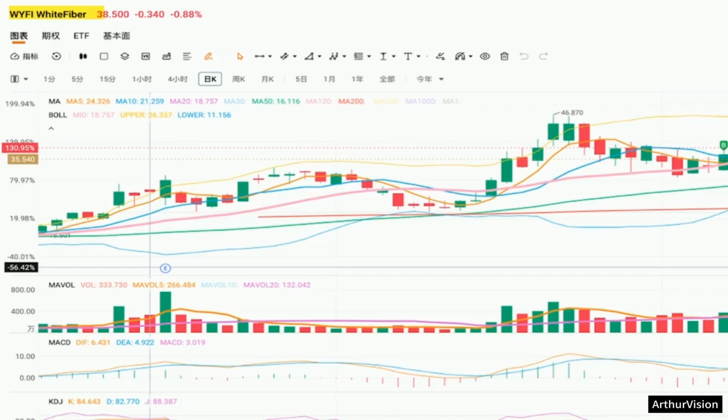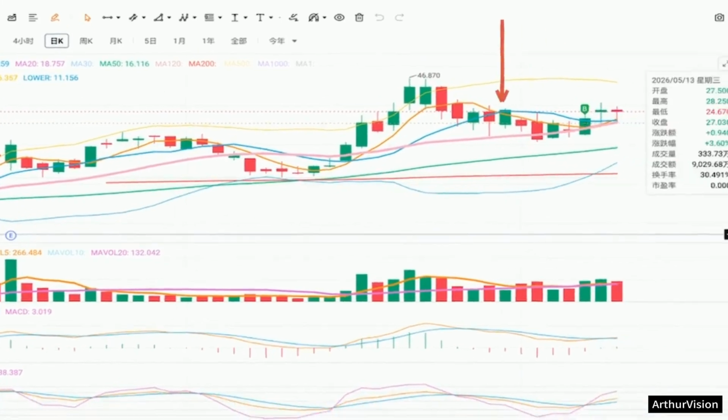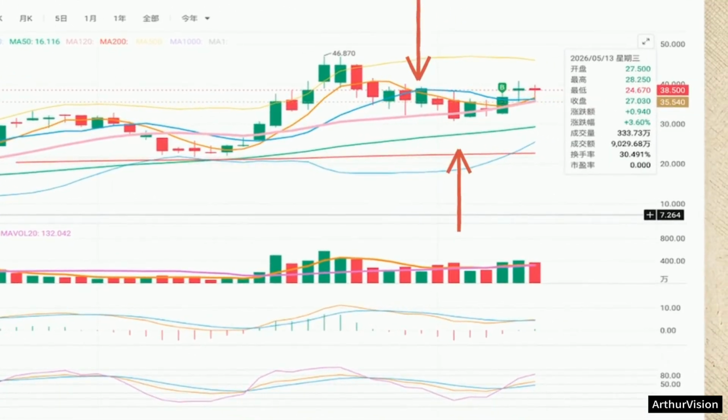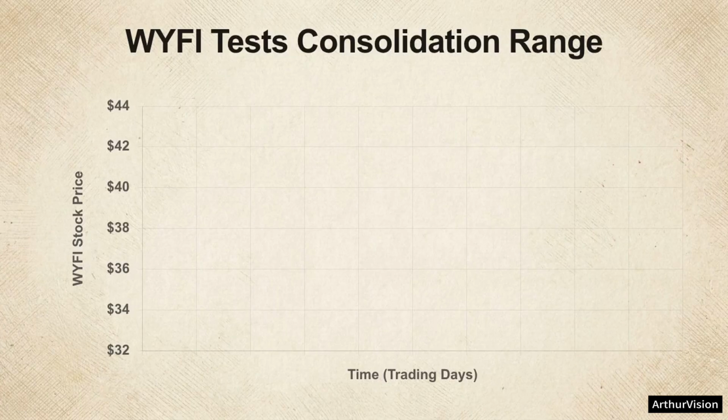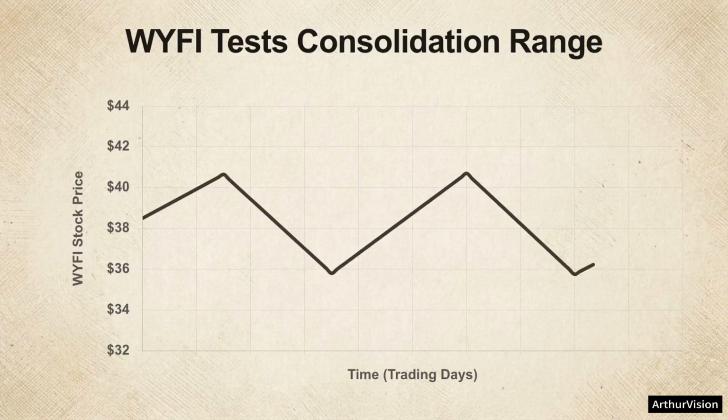This daily chart for WYFI shows explosive price action on the left, scaling from 10.51 to a peak of 46.87. It recently pulled back, but remains structurally sound above the 50 and 200-day moving averages. What we are watching now is a wide-ranging, high-level consolidation box. The stock is oscillating horizontally, testing the boundaries of its current range.